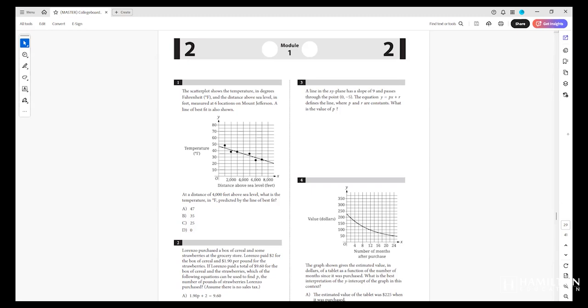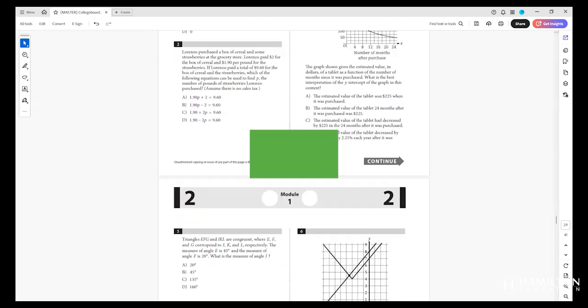At a distance of 4,000 feet above sea level, so looking at the x-axis, it says 4,000 feet right here. And what is the temperature predicted by the line of best fit? So you might be drawn by these data points, but we want the line of best fit prediction, which is going to be lining up with 35. And that's why the answer is B.